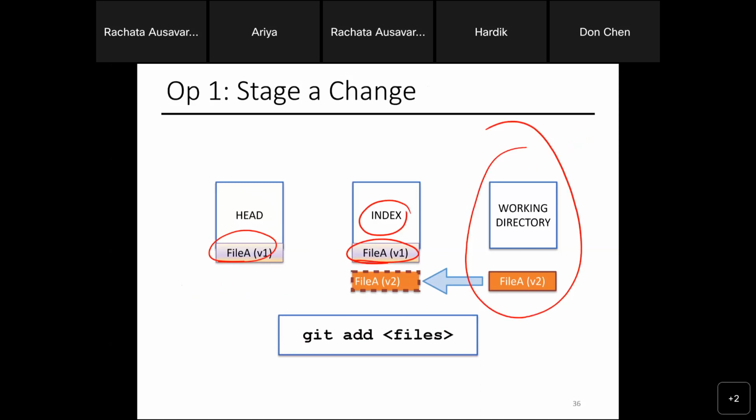It's not going to be committed yet. It's not going to be even tracked. To first track the change, you use git add with the file name. This means that this new version will overwrite the old version, version 1, at the index, but not at the head because you haven't committed yet.